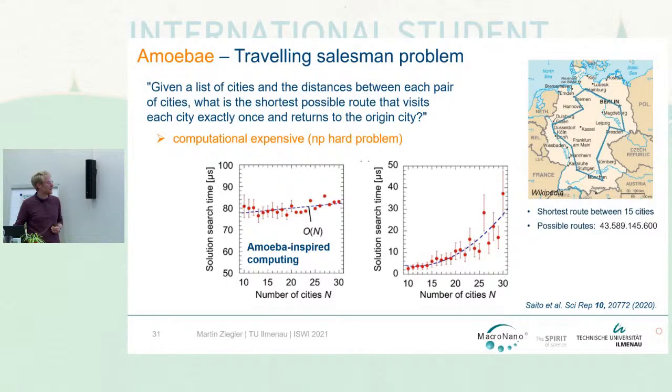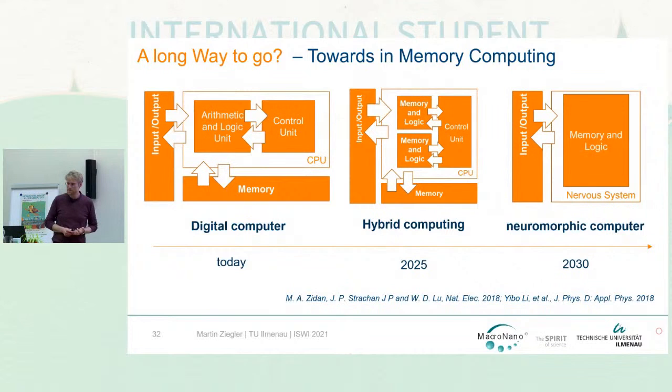probably. Okay. Now, I would like to come a little bit to the end of my talk, but I have to say there's a long way to go. I put a questionnaire on the way towards memory computing, so to go from a digital computer to a neuromorphic computer. And when you look on the internet, people are very optimistic about that. I'm a little bit more skeptical.